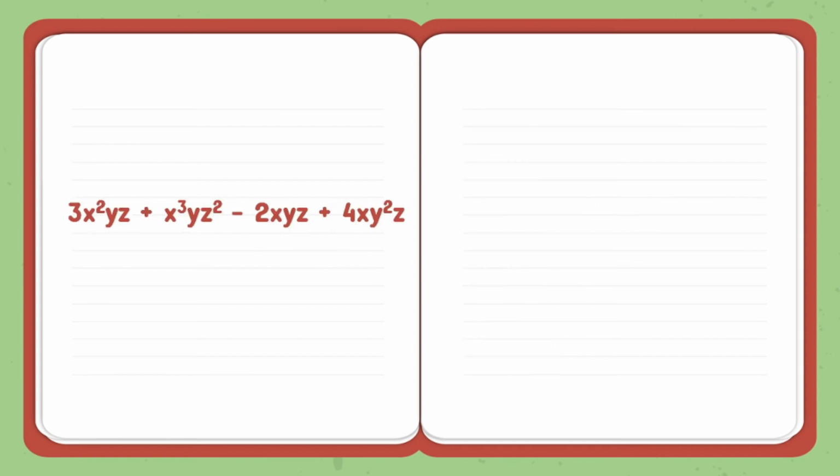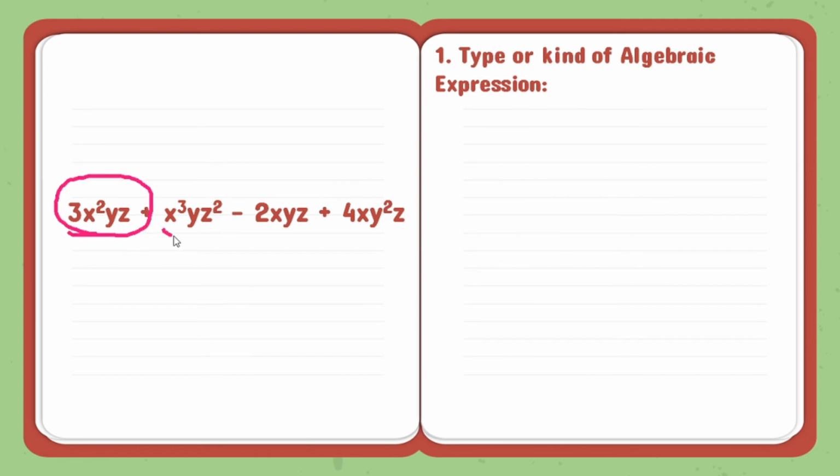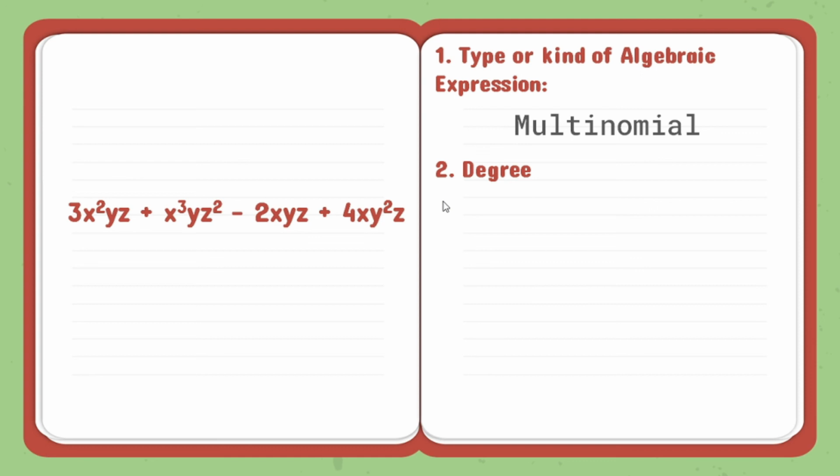Next example. I have here 3x squared yz plus x cubed yz squared minus 2xyz plus 4xy squared z. Okay? So, ang unang tanong, ano bang type or kind of algebraic expression is this? So, we have how many terms? 1, 2, 3, 4 terms. So, ibig sabihin, this is multinomial or polynomial. Now, ano yung degree? So, meron nagsasabi ang degree po ay 3 kasi nakita nila pinakamataas yung 3. No. Kasi kailangan natin pagka more than 1 yung variable, i-add natin lahat ng exponent ng variables na yan.